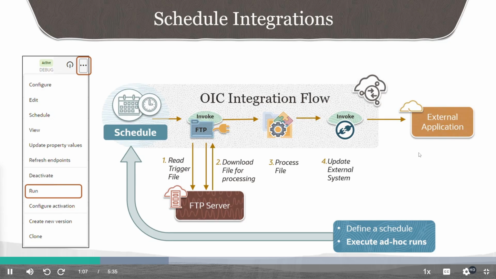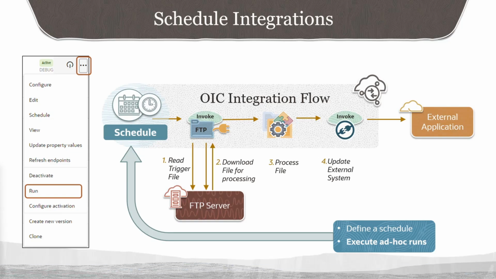Now, initiating an ad hoc run can be done anytime after the integration has been activated. Just click Run from the drop-down menu. However, you can also invoke a run from another integration flow or even from an external client using the OIC REST API. But of course, the focus of this lesson is defining a schedule. So let's look at your options.